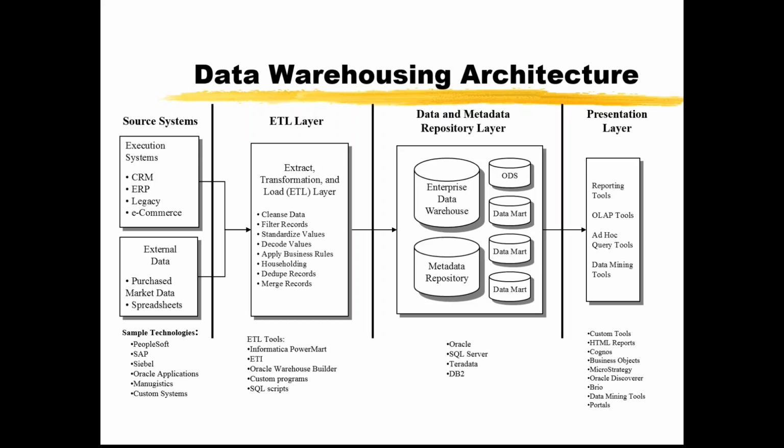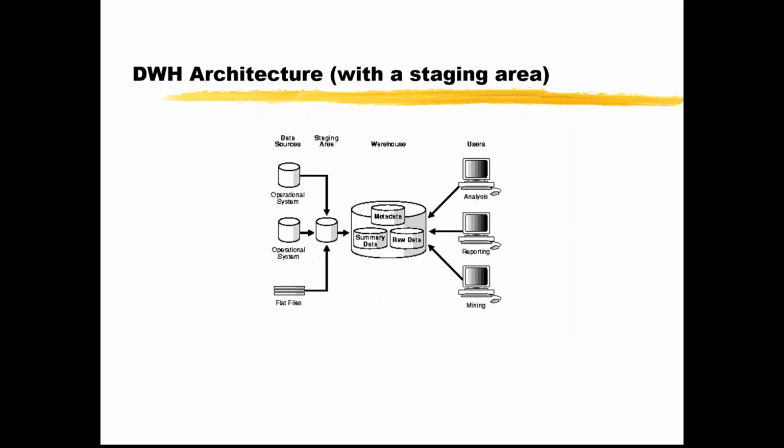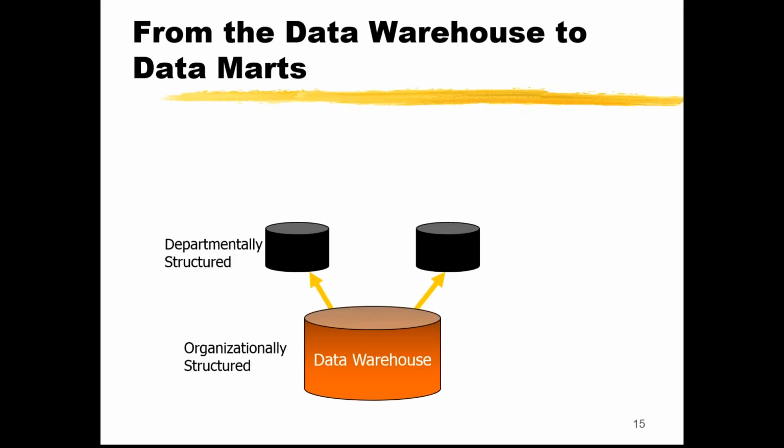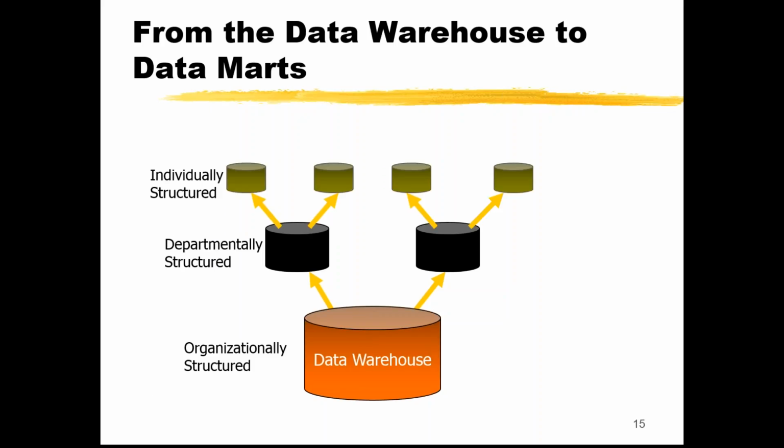Everybody is clear with this diagram? Yes, sir. Okay, now we have seen from the data warehouse to data mart. We have already seen this. First we develop the warehouse, then we divide it into different departments, and then we structure each individually. This is called the data marts.